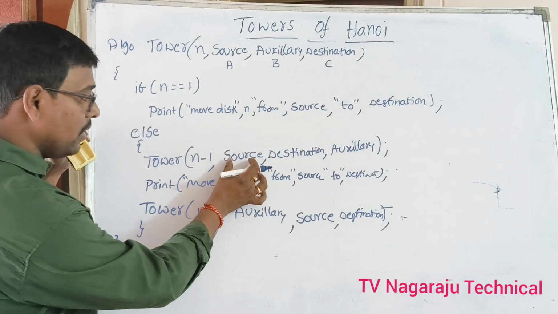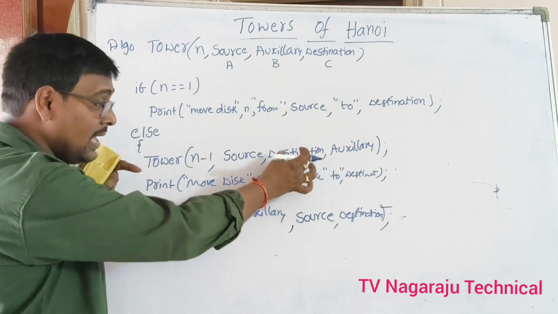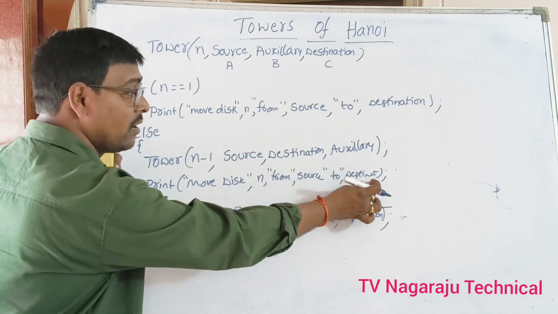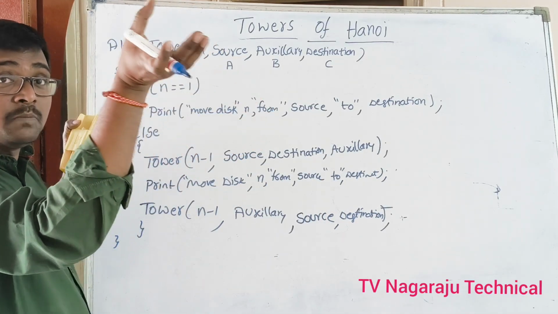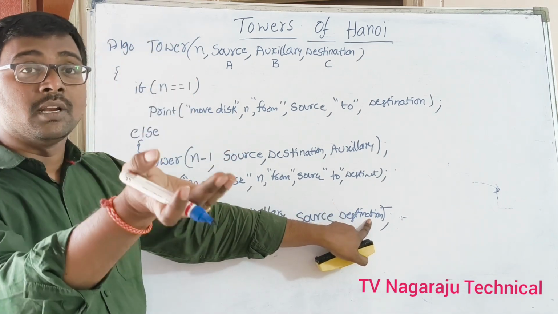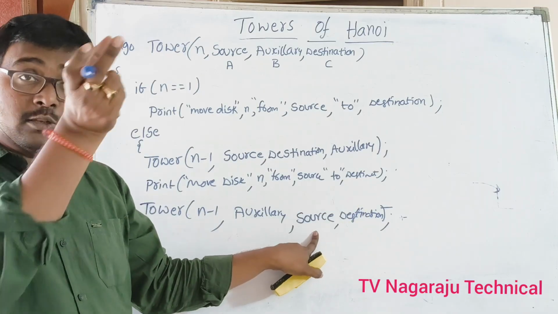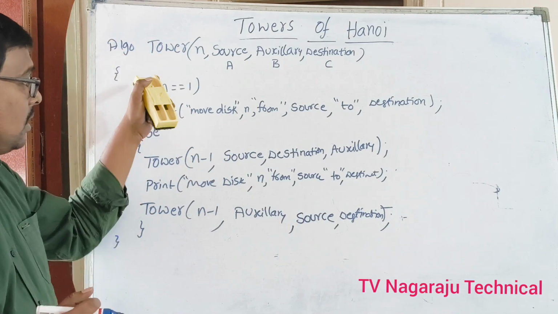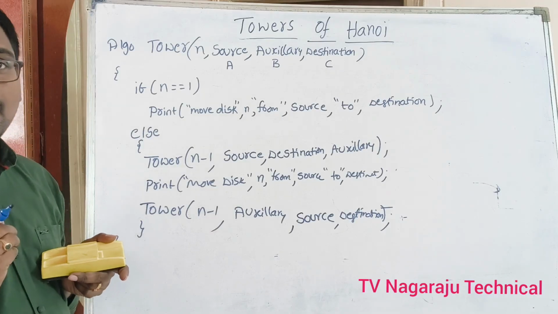Simple thing. Moving from source to destination by using destination as the auxiliary, and then the original is transferred to destination, and then auxiliary acts as the source. That is, B acts as the source, and the destination C acts as the destination and the source acts as the auxiliary. Now for this algorithm, what is the time complexity?